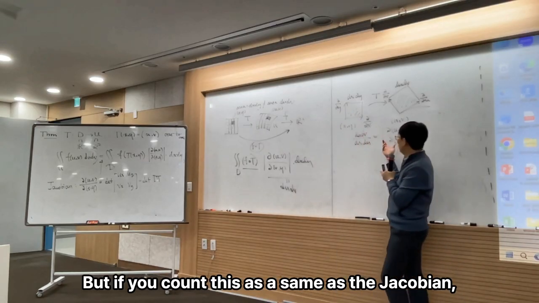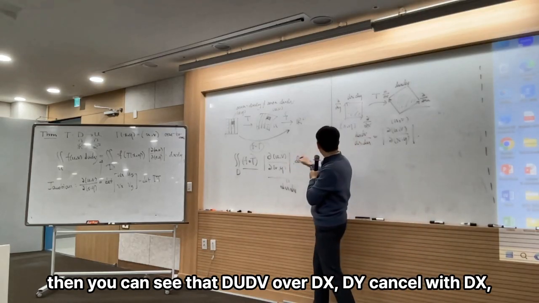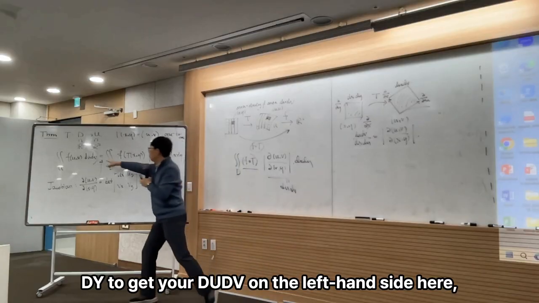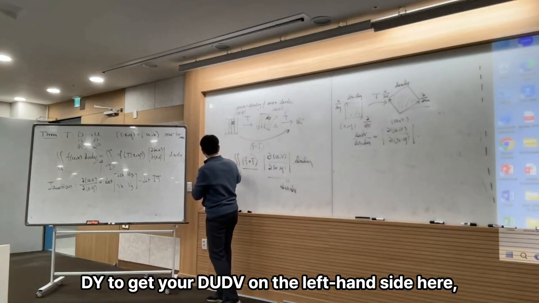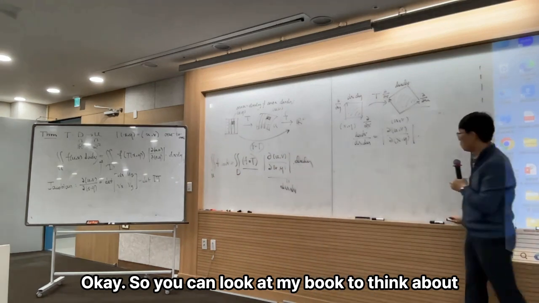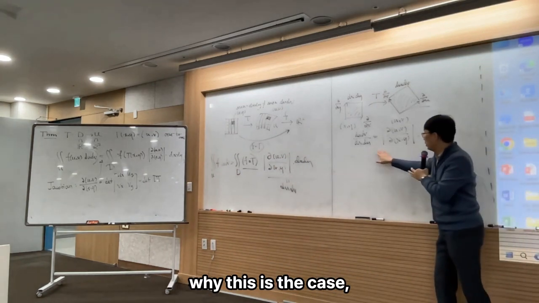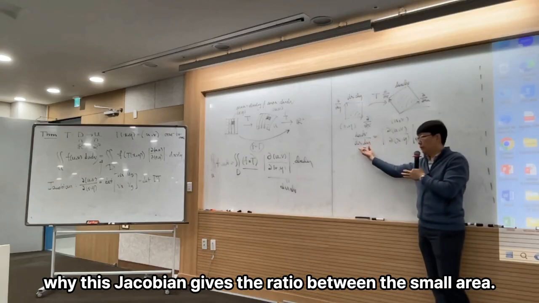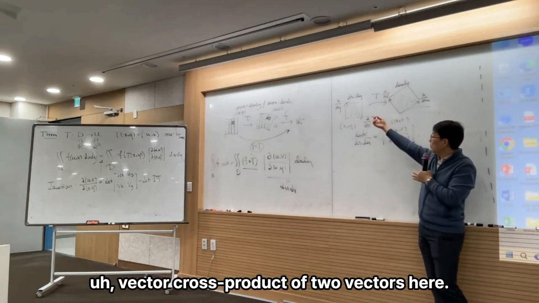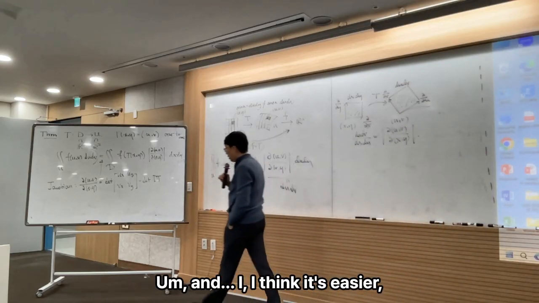But if you count this as the same as the Jacobian, then you can see that du dv over dx dy cancels with dx dy to get your du dv on the left hand side here, du dv over U of the function. Okay? So you can look at my book to think about why this is the case, why this Jacobian gives the ratio between the small areas. It has to do with the vector cross product of two vectors here.